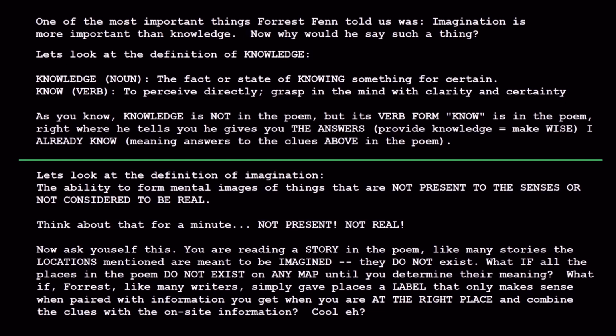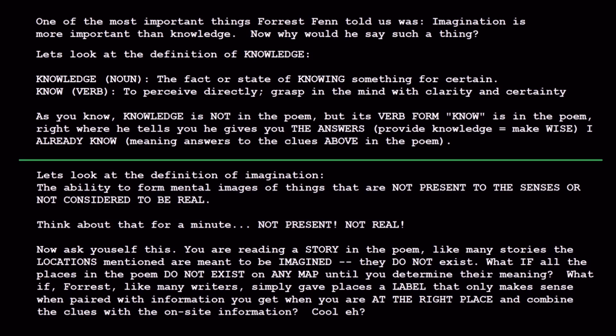Now let's look at the definition of imagination. Imagination is the ability to form mental images of things that are not present to the senses or not considered to be real. Now think about that for a minute. Not present, not real. It's kind of like when you're reading a book, or like Alice in Wonderland. Okay, the places described in there are labeled by the author. They don't really exist. So ask yourself this. When you read the poem, you're basically reading a story. And like many stories, the locations mentioned are meant to be imagined.